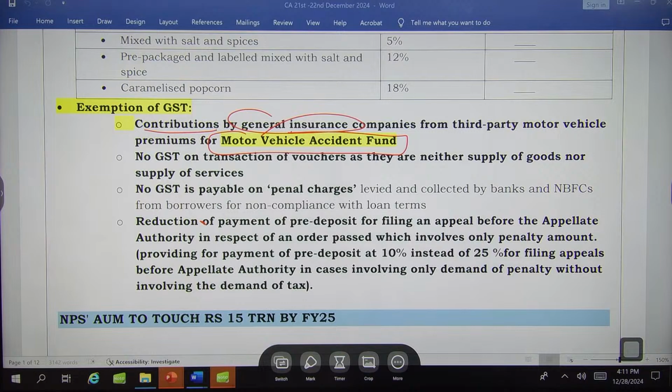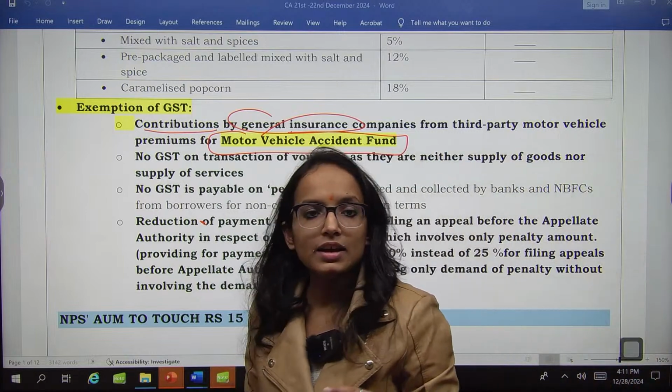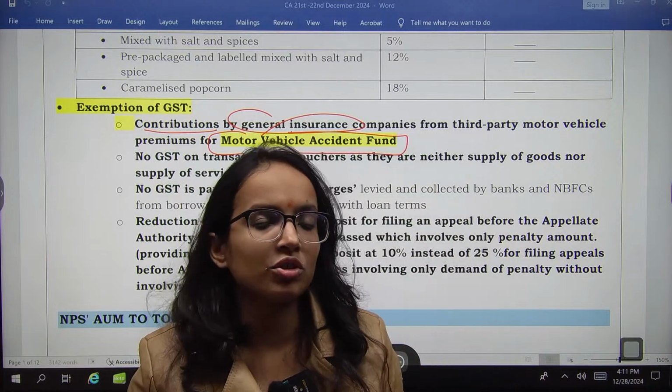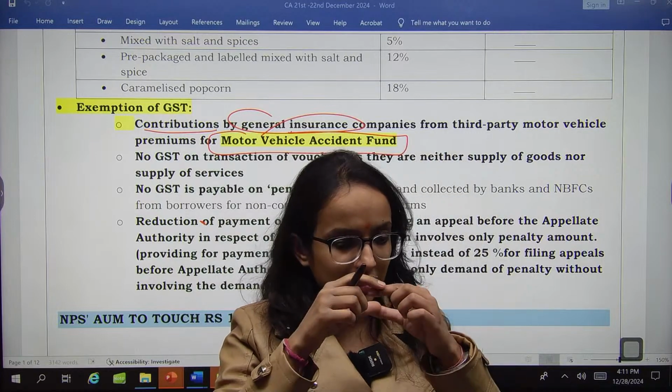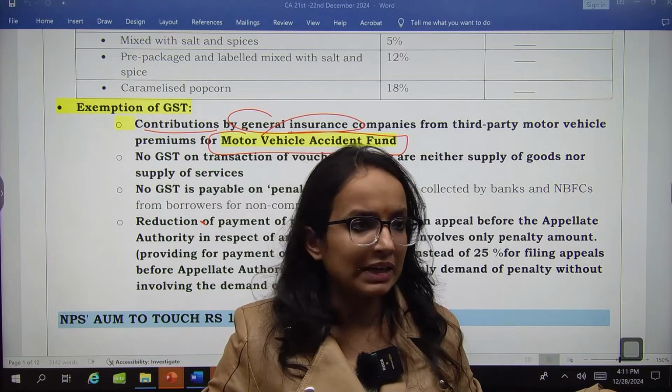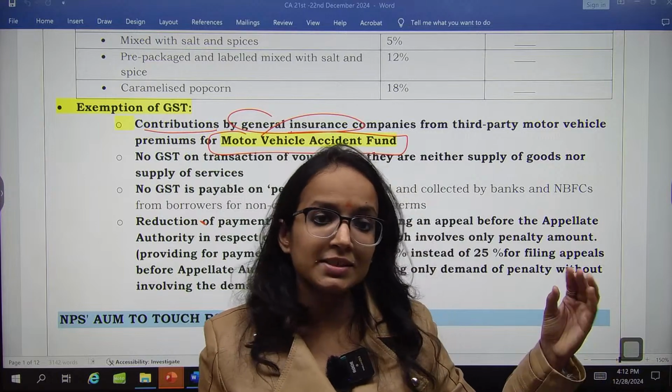Can anyone tell me what is the basic nature of GST? GST is levied on the sales, right? Remember this line, GST is a consumption or destination based tax. It is not levied where it is produced. This is the one line explanation of the entire structure of GST. GST is a destination based tax.